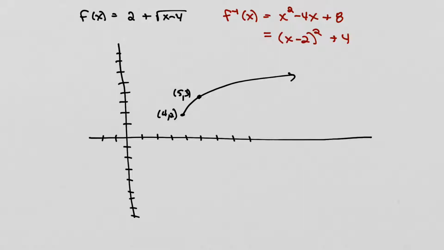So if we look at f of x, we said the domain goes from 4 on out to infinity. And then if you look at the picture, if we want to actually find the range, it looks like the smallest range value is 2, and then it keeps on going up from there. So it looks like the range goes from 2 to infinity.